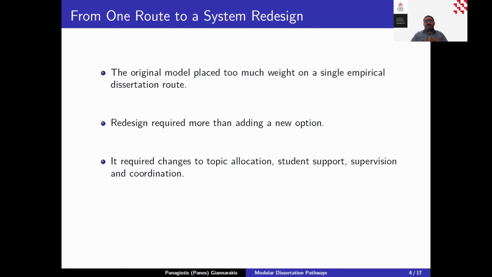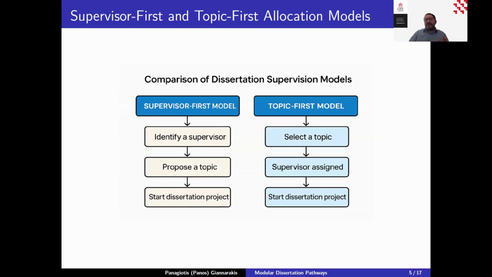As a department, we wanted to redesign the whole dissertation, but adding a new option was not enough, and this is the main message of the presentation. It required changes in how we allocate the students, how we support them, how we support supervisors, and how we overall coordinate the dissertation. The allocation between students, supervisors, and topics is very fundamental for student experience and for staff as well.